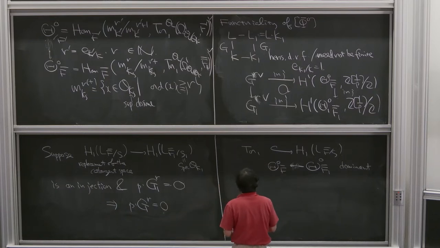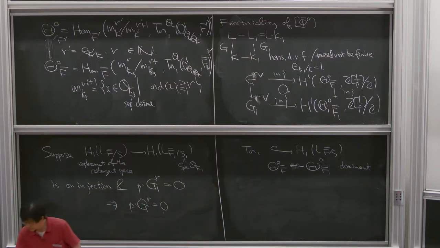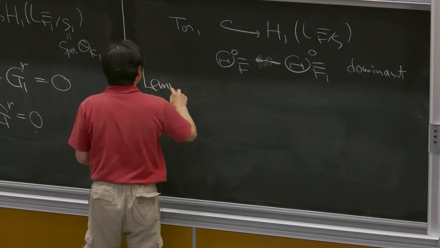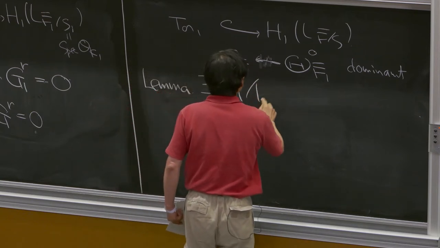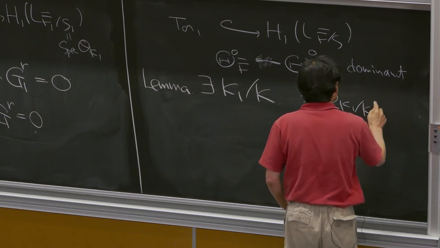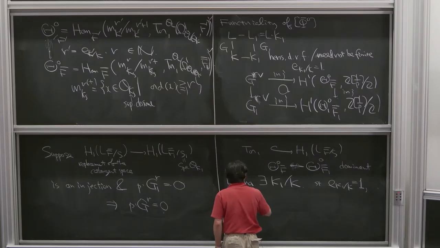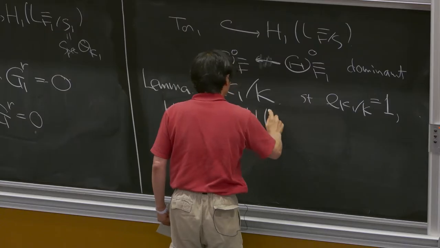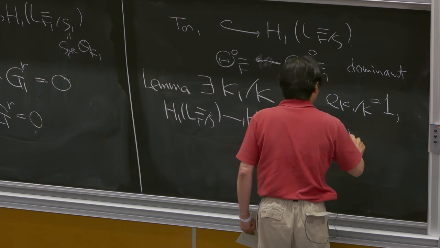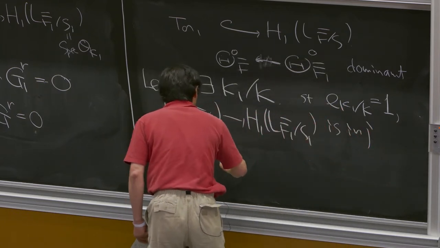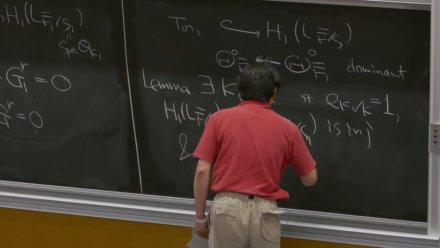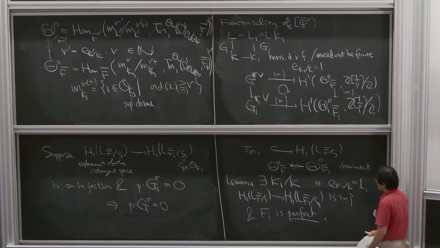For this, we have a lemma. Then this is K1 over K such that the ramification index is 1, and this map is an injection, and the residue field is perfect. I don't prove this lemma. It is not so hard, but it requires some preparation.